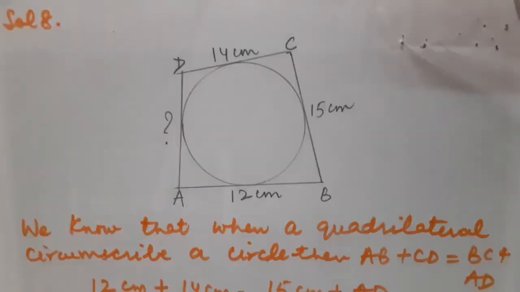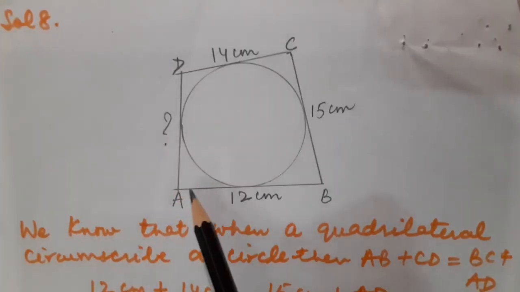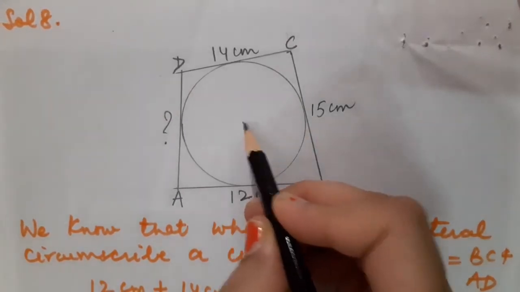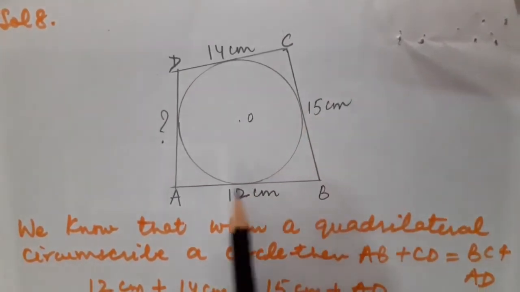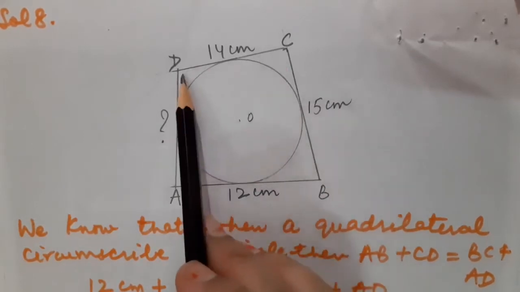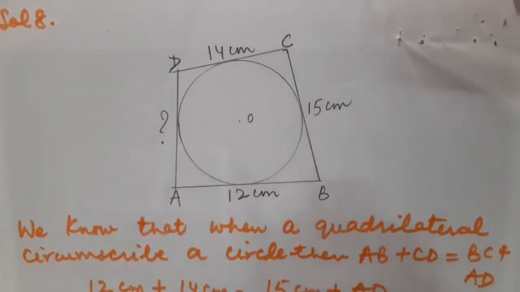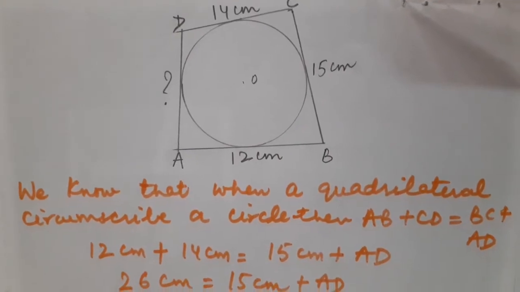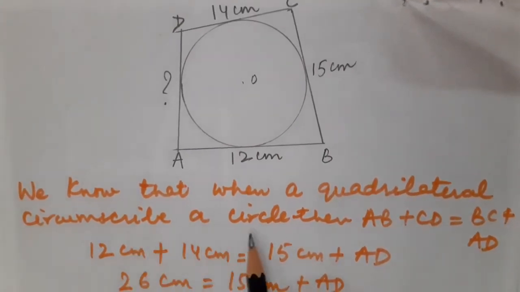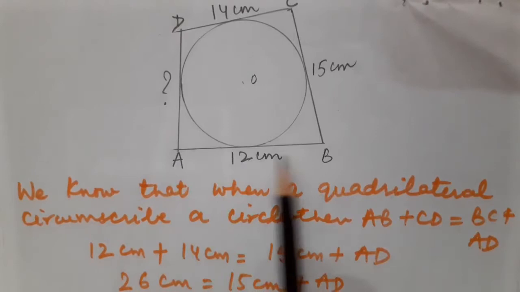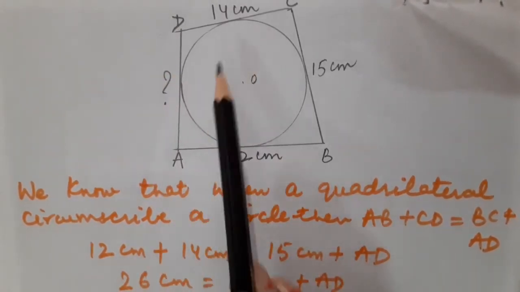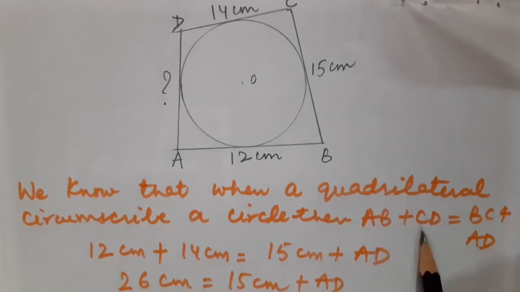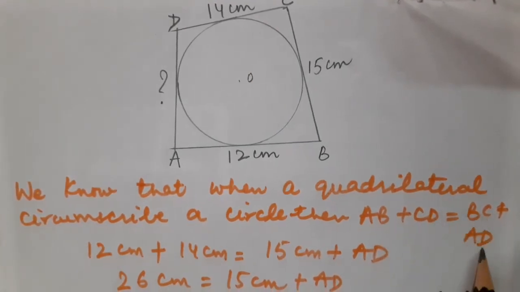Fine. So here is that diagram. ABCD is a quadrilateral which is circumscribing a circle with center point O. The dimensions of AB, BC and CD are given. Those I have shown in the diagram itself. Children, you did that question. We know that whenever a quadrilateral circumscribes a circle, the sums of the opposite sides of the quadrilateral are equal. So can I write that AB plus CD is equal to BC plus AD?